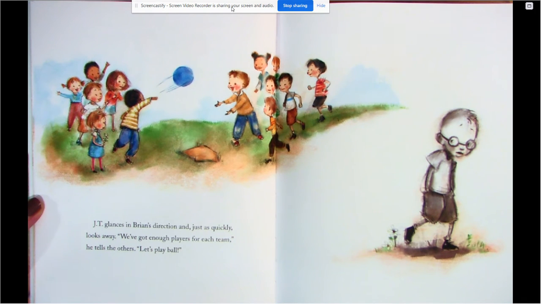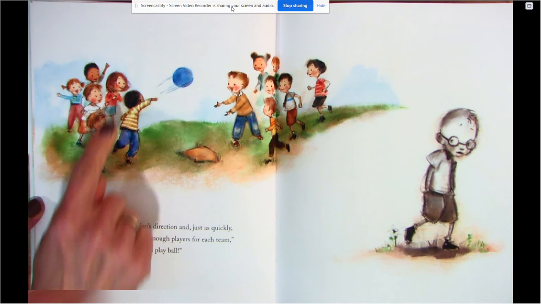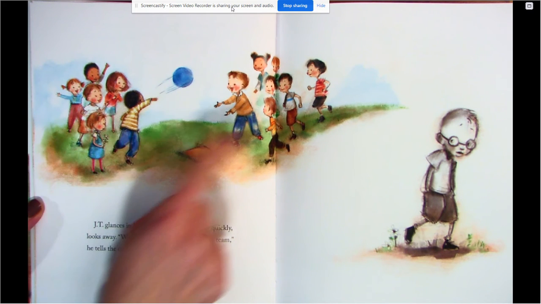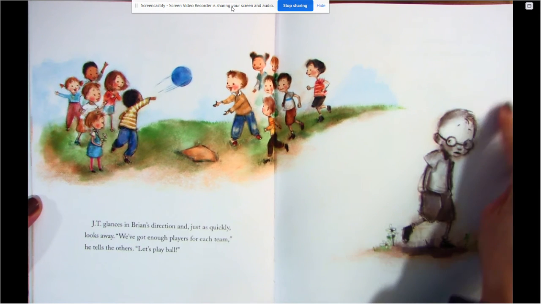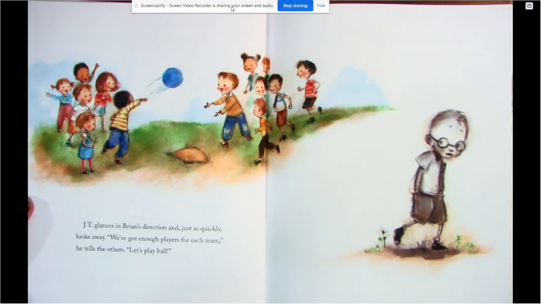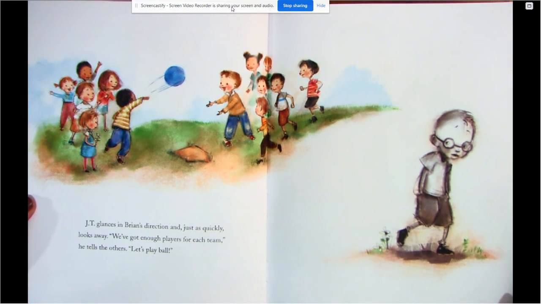So I said to look at their facial expressions. I also want you to look at their body language. Okay, what does that tell you about how they're feeling? You can see their faces and what they're doing with their bodies. Look at Brian. What is his face telling you? If you could put a little thought bubble up here, what would he be saying? The author's not telling you anything, but I bet you're thinking some things. Look at his body language. His hands are in his pockets. He looks like he's kind of mopey.